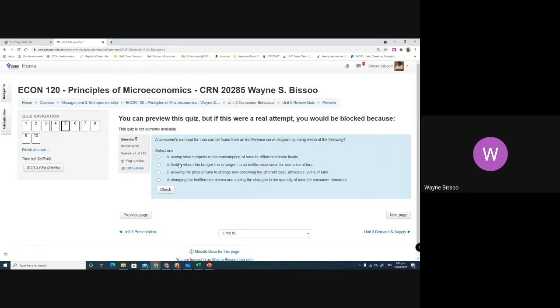The consumer's demand for tuna can be found from an individual indifference curve diagram by doing which of the following? Seeing what happens to consumption of tuna for different income levels; finding where the budget line is tangential to an indifference curve for one piece of tuna; allowing the price of tuna to change and observing the different best affordable levels; or changing the indifference curve and seeing the changes in the quantity of tuna the consumer demands. Which one do y'all think this one might be? This will be interesting, because indifference curves tend to be a little tricky.